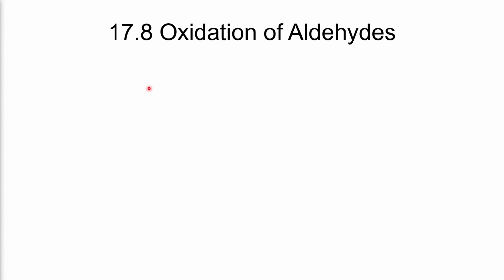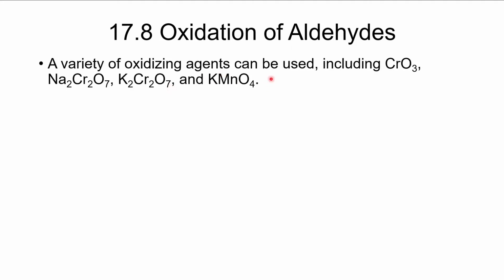We want to start this section by looking at the oxidation of aldehydes. Now, we know that we can oxidize aldehydes using some of the chromic acid variations that we saw back in chapter 12, where we take either chromium 6 oxide and put it in sulfuric acid, or the sodium or potassium dichromate, put that in sulfuric acid. We know that those will oxidize aldehydes to form carboxylic acids.